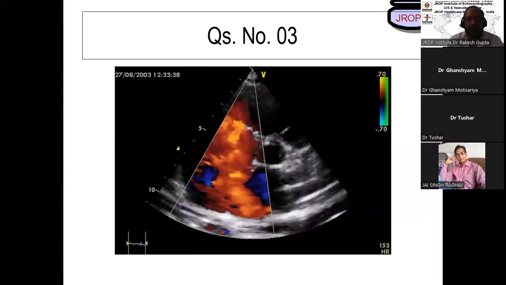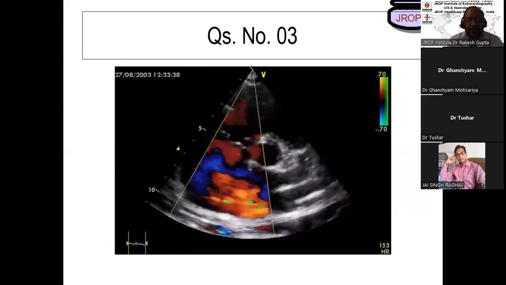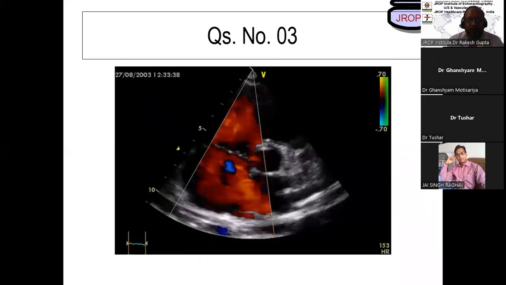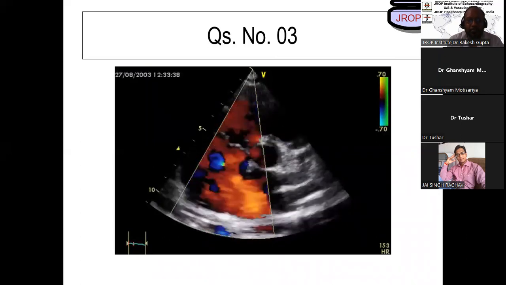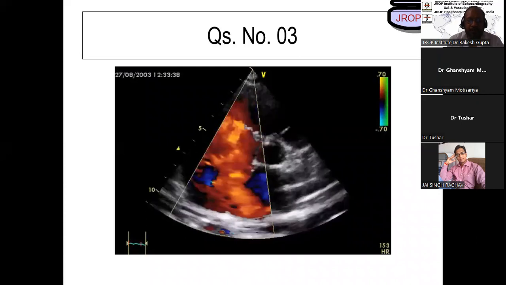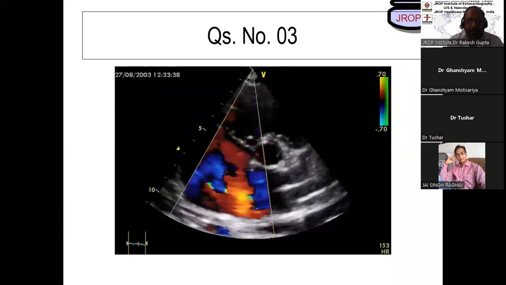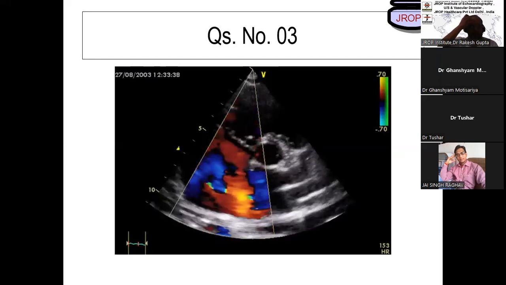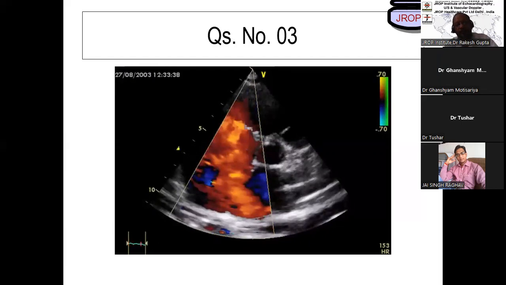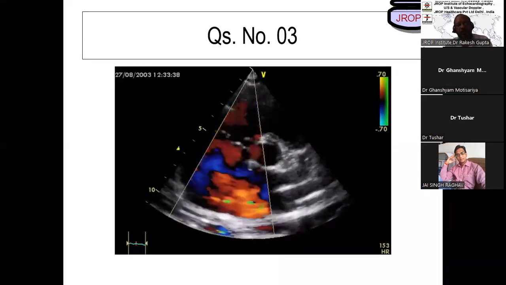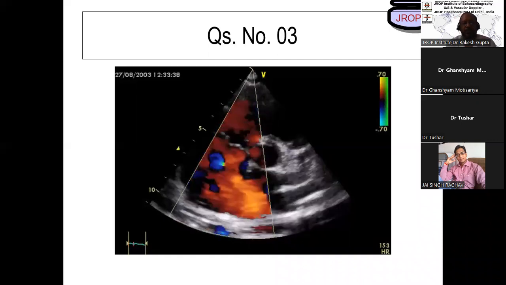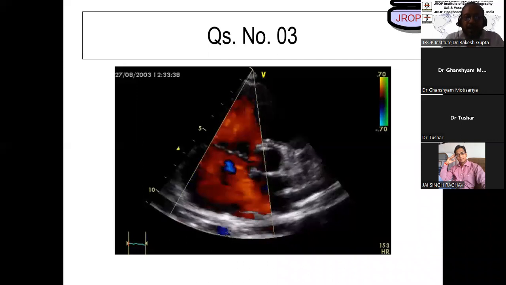This one, sir? Yes. This is, sir, ASD. Great. Why did you say it's ASD, Ghansham? Because there is turbulent flow going from LA to RA. And the ASD is large because the flow is in a much larger amount. Yes, the flow is humongous. Almost virtually there is no septal margin in this.